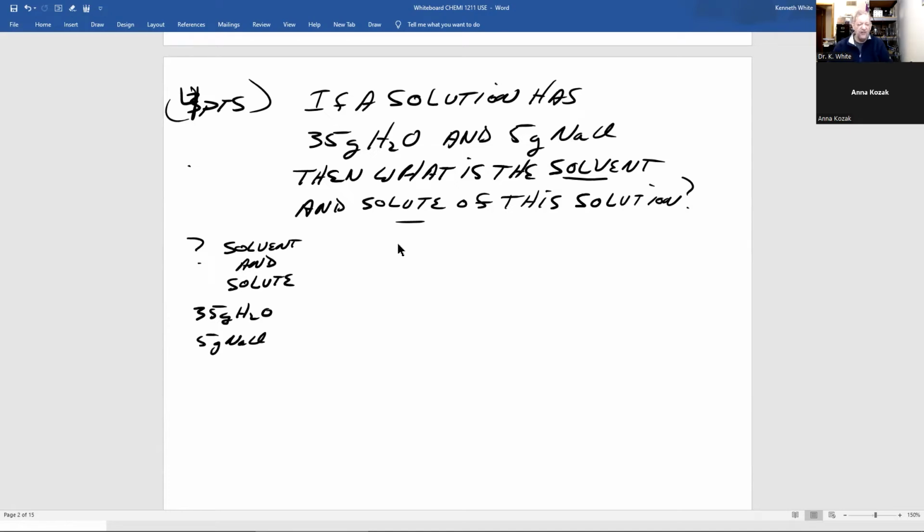Anyways, so how do you determine which is the solvent, which is the solute? Well, the solvent is the component present in the greatest amount. And I hope you all agree 35 grams is greater than 5 grams. So the solvent is water. And everything else, in this case, there's only sodium chloride, are the solutes. So for this, the solute is sodium chloride. Ooh, that was fun.